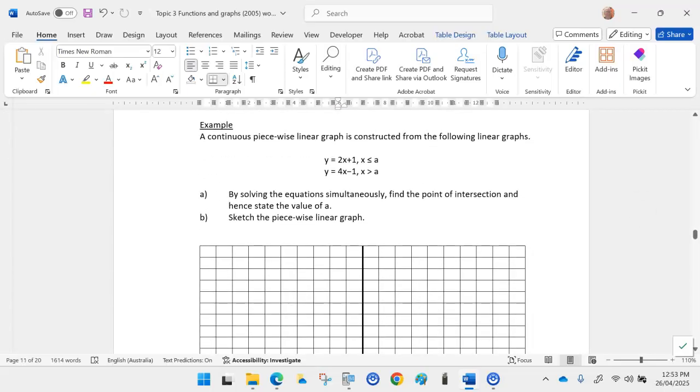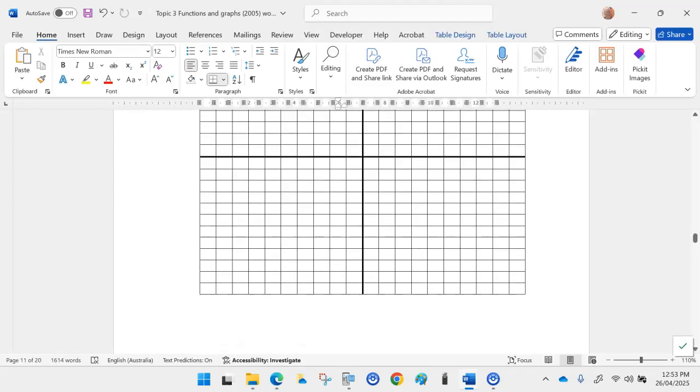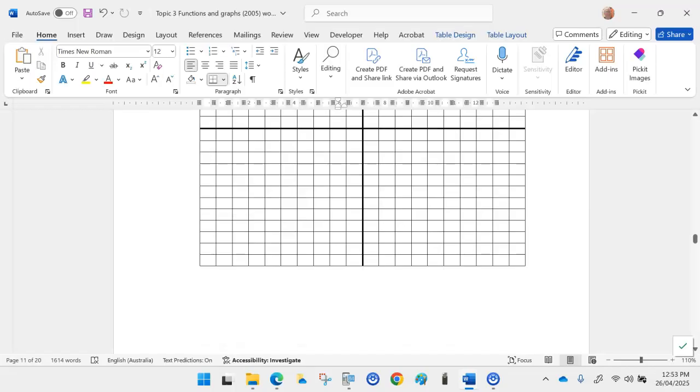A continuous piecewise linear graph is constructed from the following linear graphs. So we've got y is equal to 2x plus 1 and y is equal to 4x minus 1. By solving equations simultaneously, find a point of intersection, hence state the value of a. Let's go down the bottom and do that.